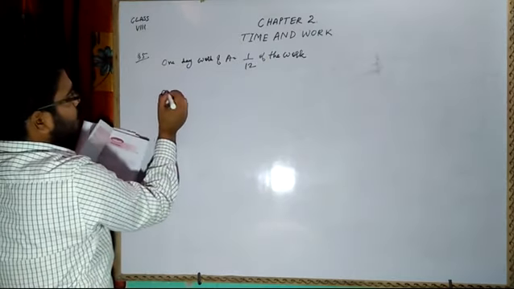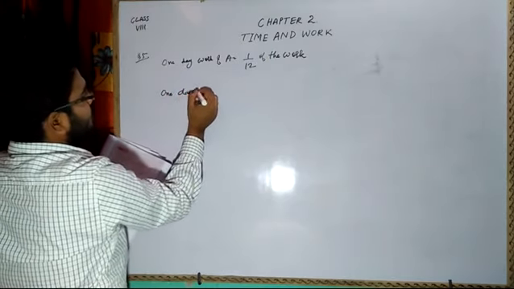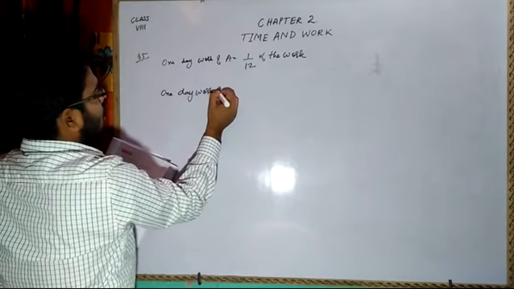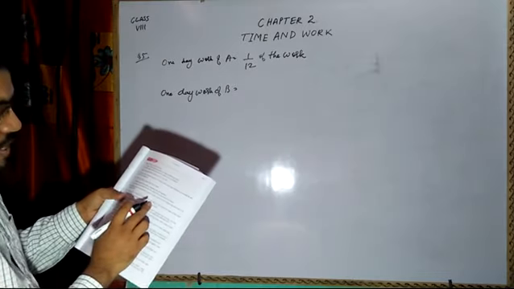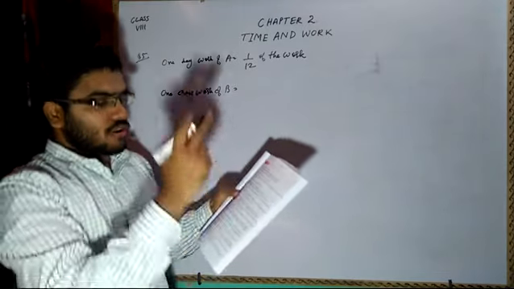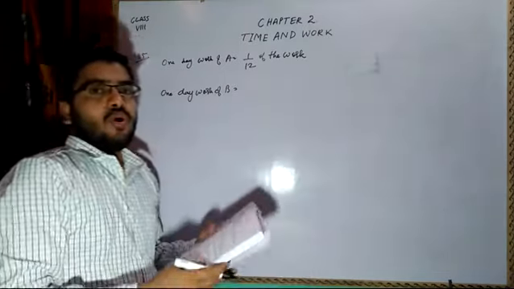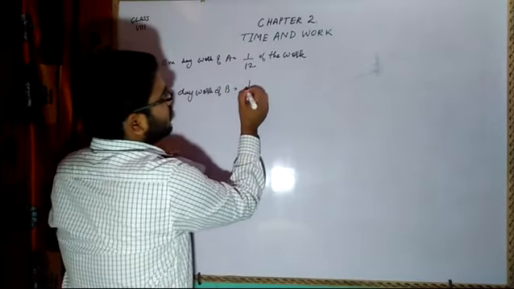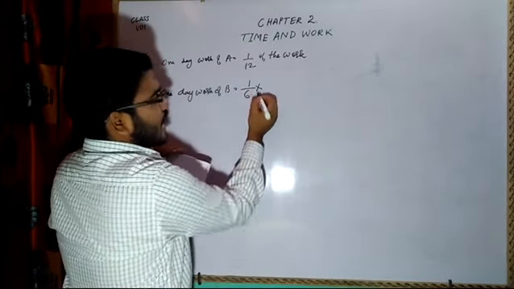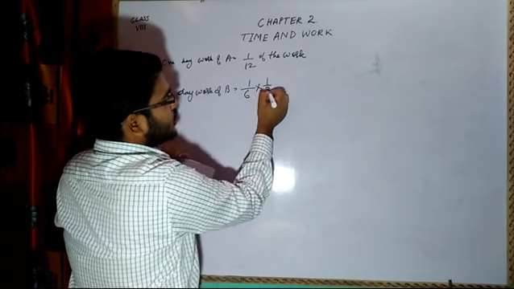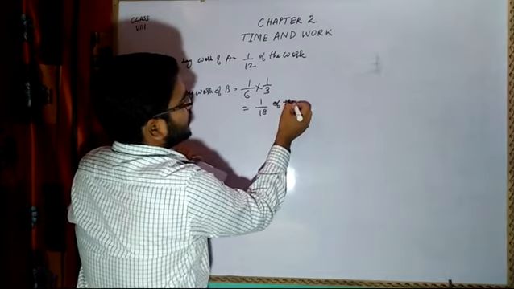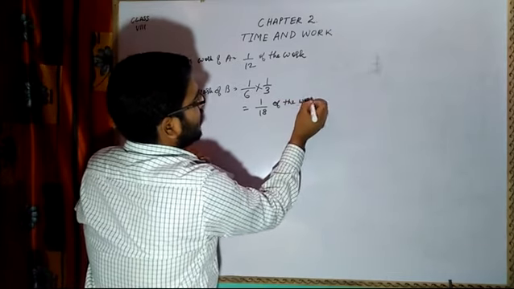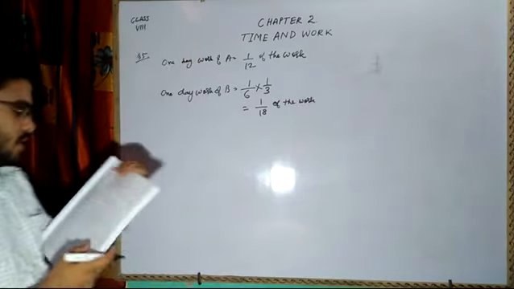Now 1 day work of B is equal to what? B can dig 1 by 6 of the trench in 3 days. So in 1 day how much work will he do? 1 by 6 is already given. The 3 days will come in the denominator, so it will become 1 by 18 of the work. In 1 day, he can finish 1 by 18 part of the work.